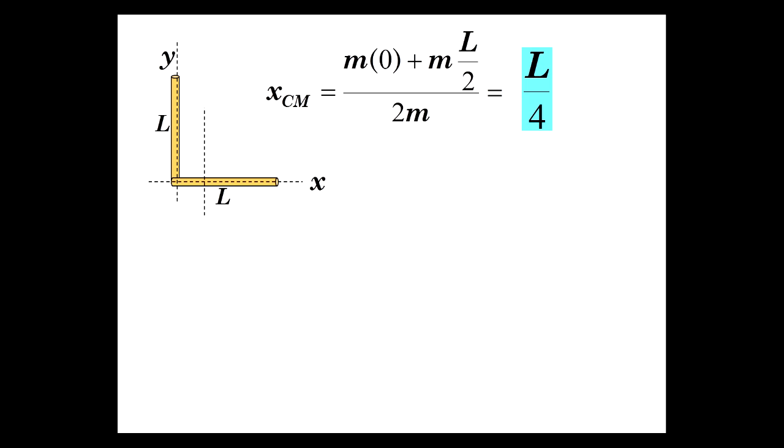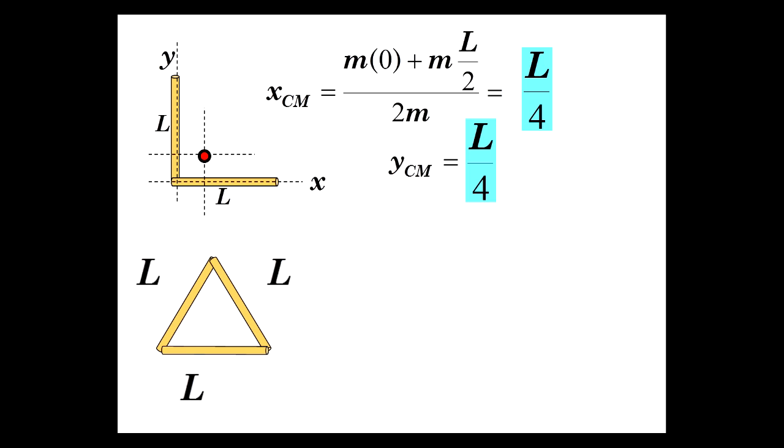So there's the center of mass in the X direction, L over 4, and for similar reasons, Y center of mass is going to be the same thing. And therefore we can uniquely specify the center of mass right there.